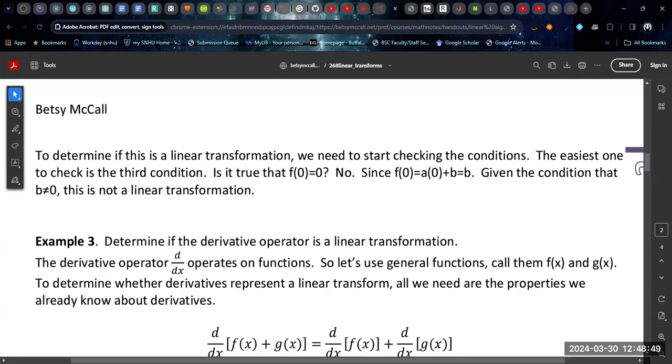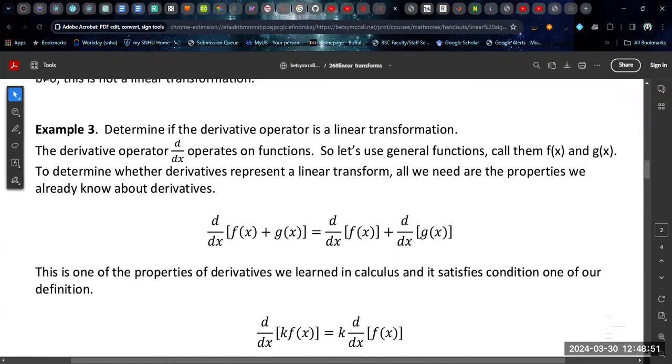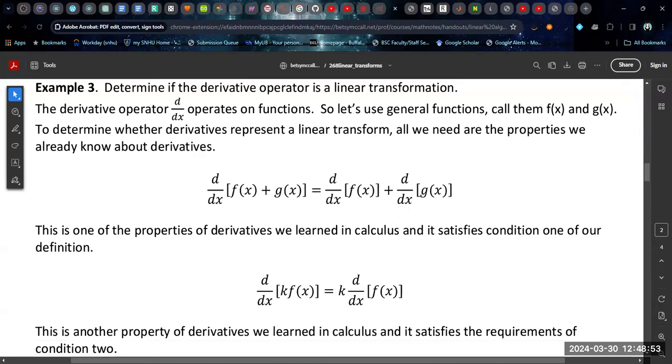And again, sometimes that can seem a little confusing, but we're just defining linear a little bit differently here than we did in pre-calculus or in beginning algebra.